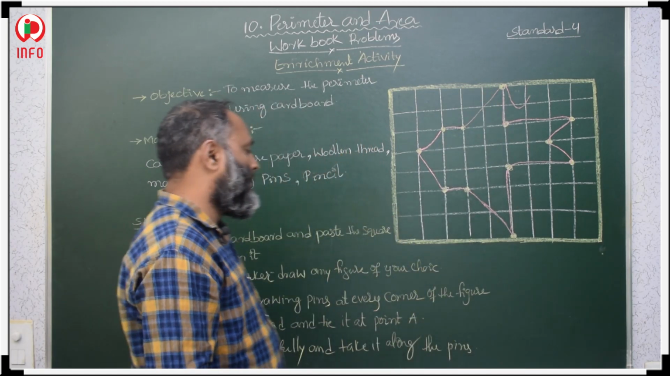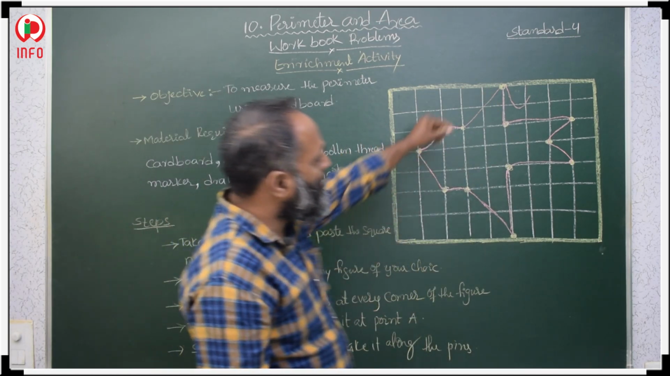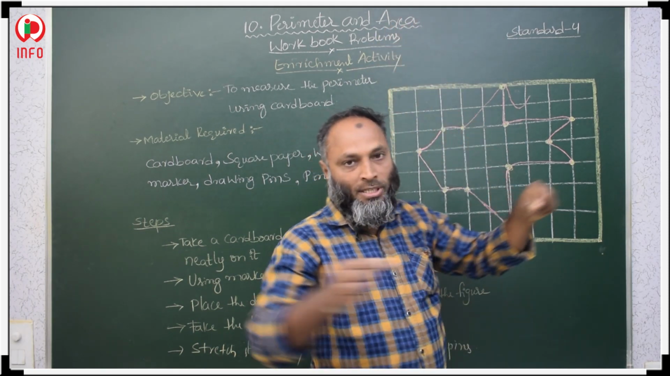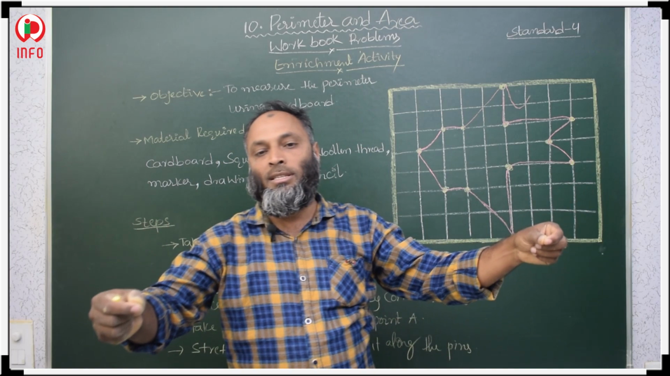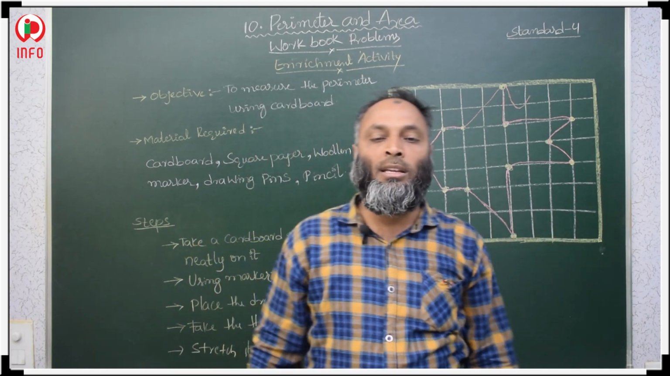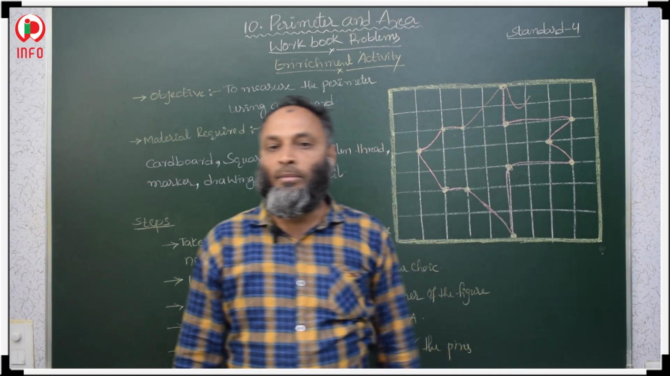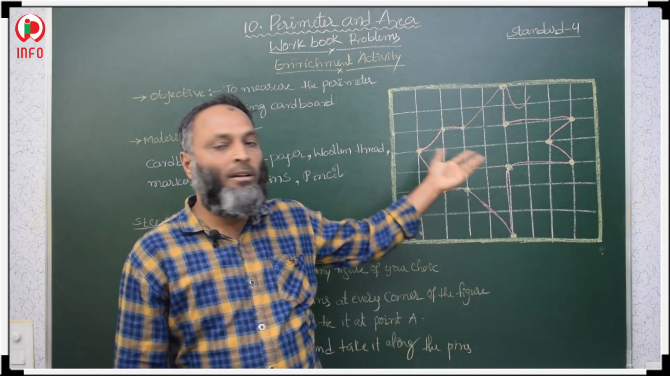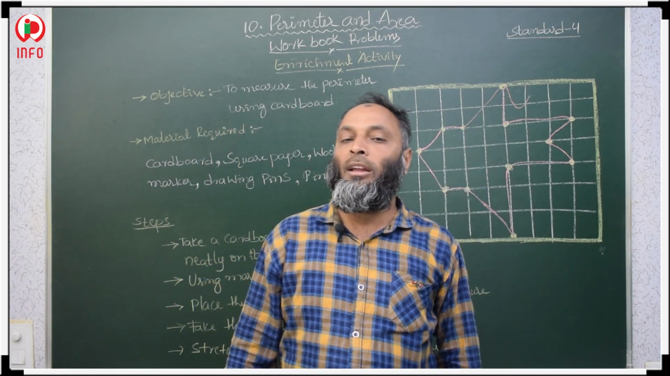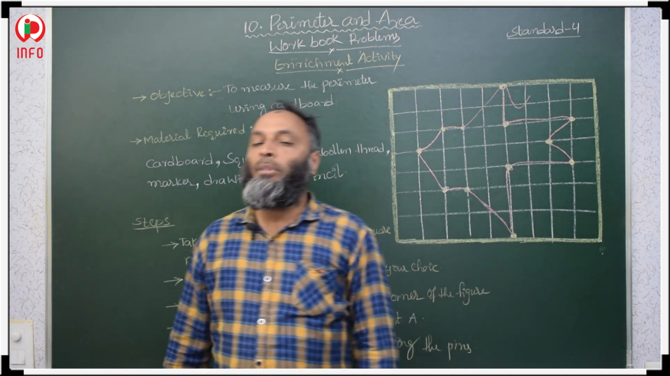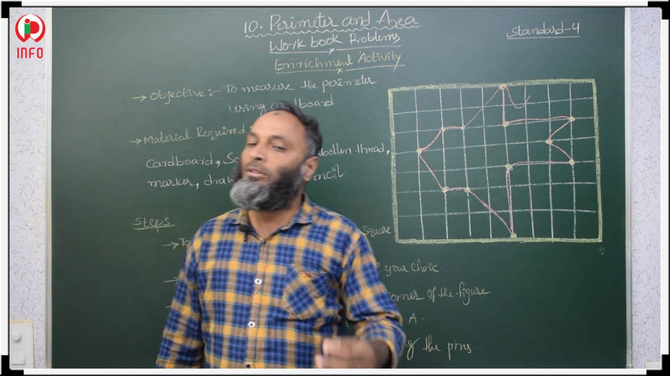Then after that what to do? We cut our thread till here, remove it, stretch it straight, and keep it on a scale and measure the length. That length gives you the perimeter of this picture. Okay. Then after that you can try one more picture and do the same procedure again. This is a very easy method to find the perimeter of a given picture using thread. Okay.